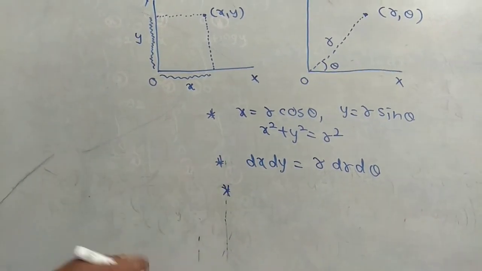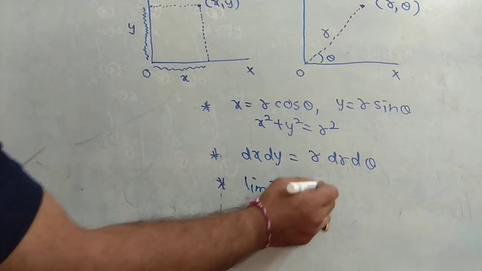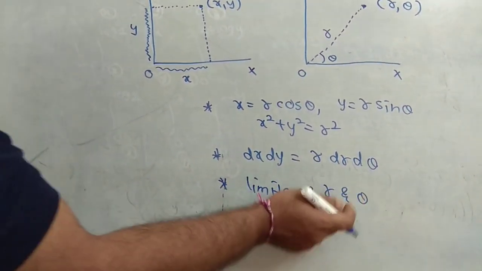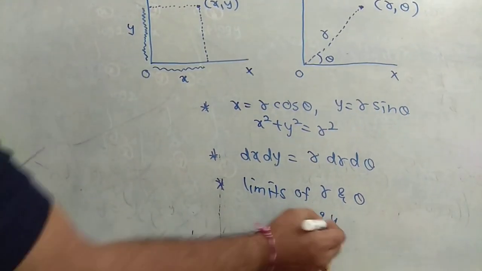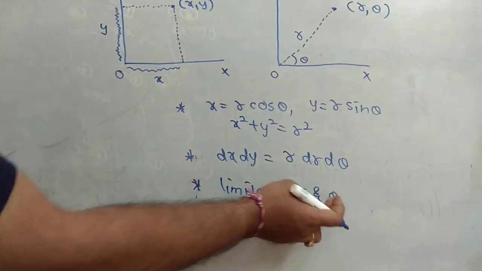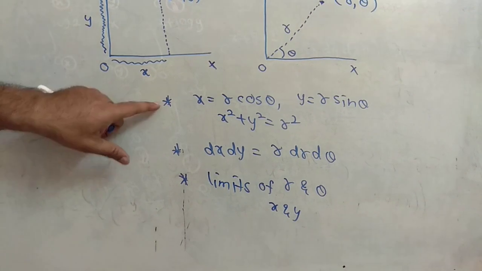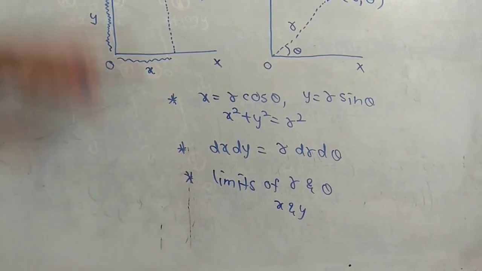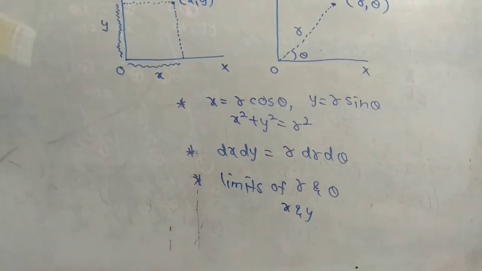The third task is identifying the limits of r and theta based on your given original limits of x and y. Using the limits of x and y, you identify the limits of r and theta and directly find the integration part. So this is the brief procedure to convert the variables into polar coordinates and calculate the integral value.